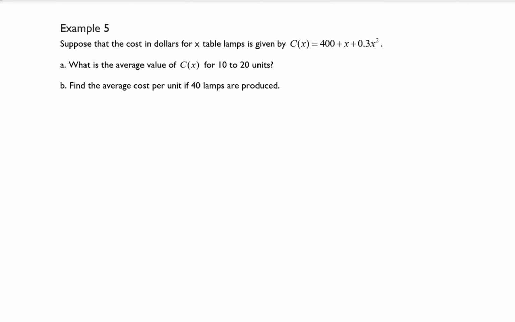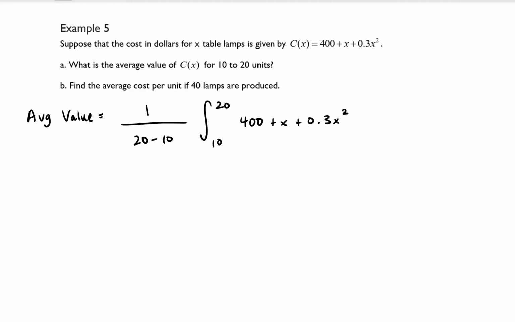Example 5 says, suppose that the cost in dollars for x table lamps is given by c of x equals 400 plus x plus 0.3x squared. Part A says, what is the average value of c of x for 10 to 20 units? So that's going to be equal to 1 over b minus a times the integral from a to b of the function dx.